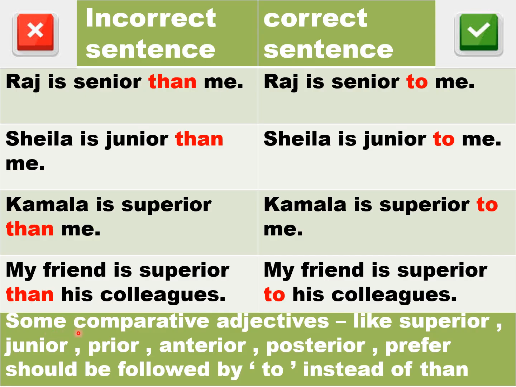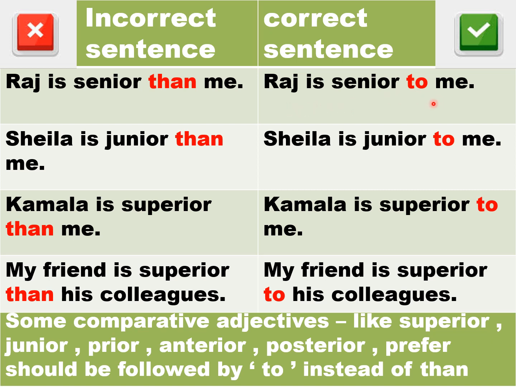This is a familiar rule. Some comparative adjectives like superior, junior, prior, anterior, posterior, prefer should be followed by to instead of than. See the examples. Raj is senior than me. Sheila is junior than me. Kamala is superior than me. My friend is superior than his colleagues. In all these sentences, we must use to instead of than.